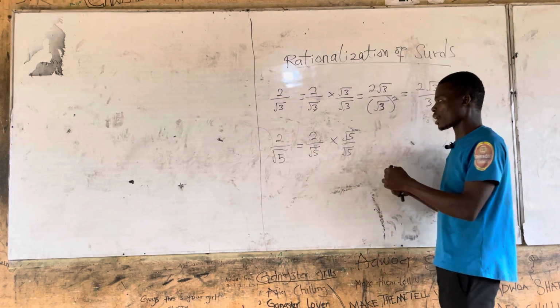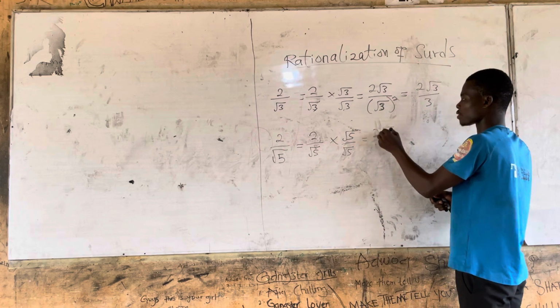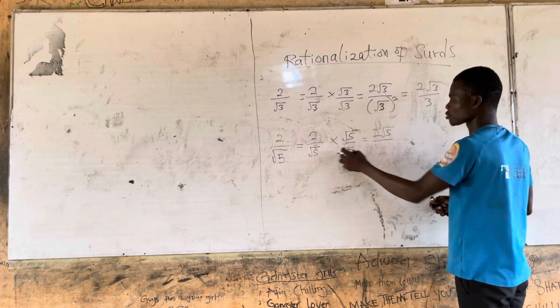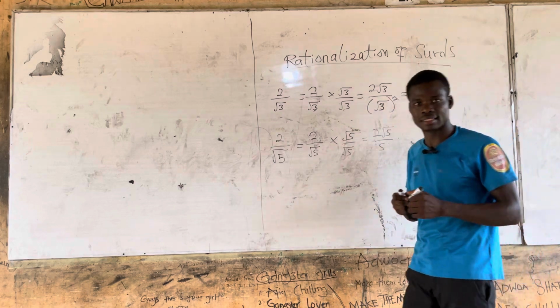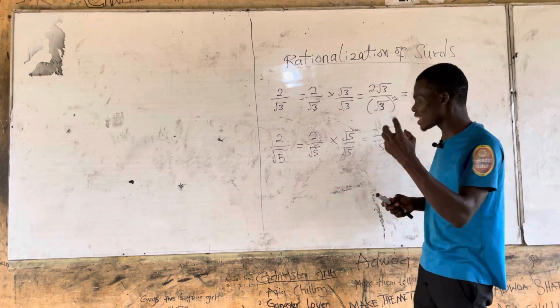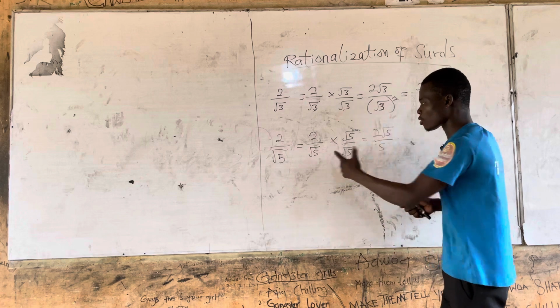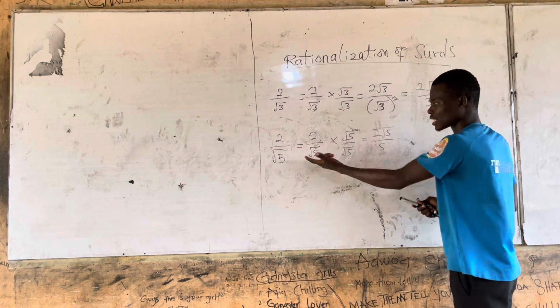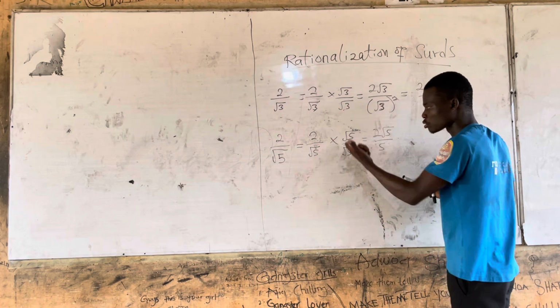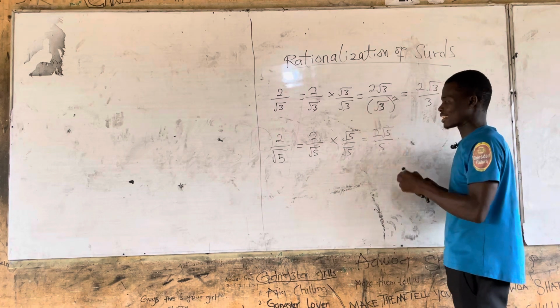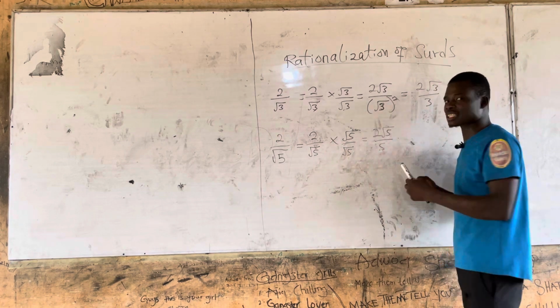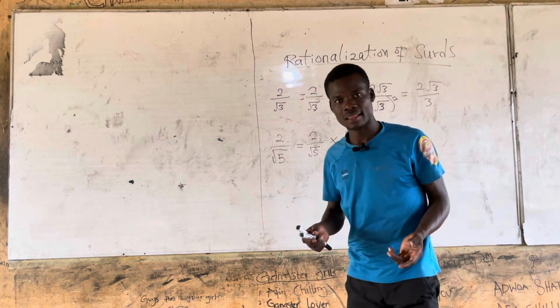So 2 times root 5 is what? 2 root 5 over root 5 times root 5 is what? 5. And this is how to rationalize. So the main idea is to get rid of the square root at the denominator side. Since root 5 times root 5, we will get 5. Then we have rationalized the denominator.